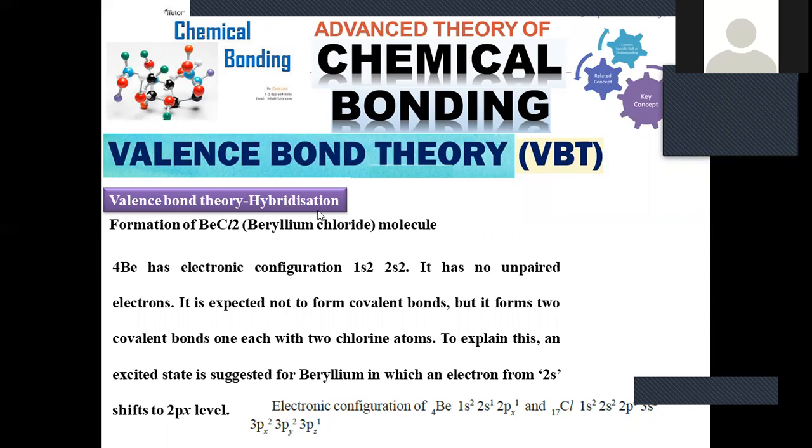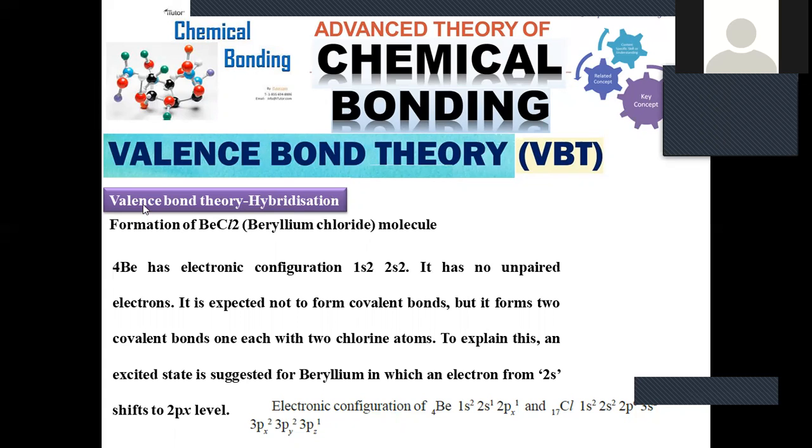Hybridization denotes the mixing of orbitals, which leads to the formation of hybridized mixed orbitals. Initially, the s orbital is spherical and the p orbital is dumbbell shaped. When we mix these two, the resulting orbitals have equal energy as well as equal shape and size. That is the main criterion of hybridization.